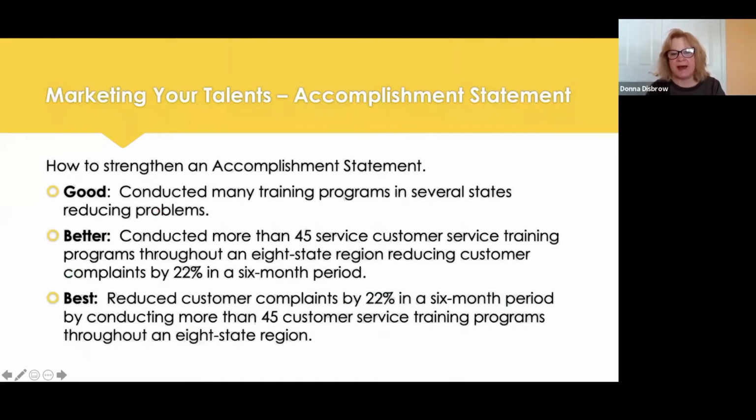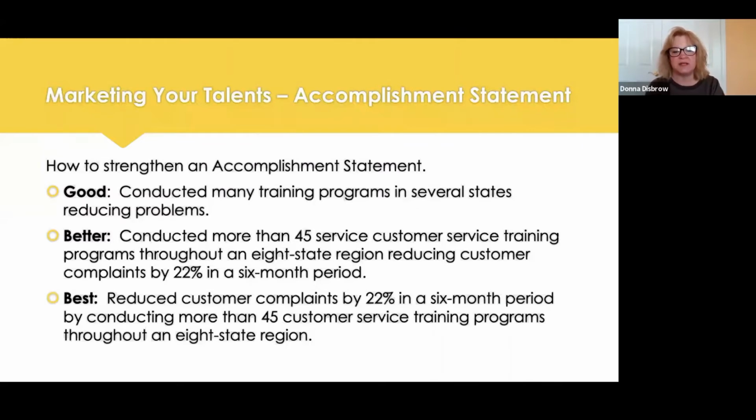So let me talk a little bit about how to strengthen an accomplishment statement. So here, when I said 85% probably don't have them, here's what they have. Conducted many training programs in several states reducing problems. Okay, that's good. But let's make it a little better. And making it better is quantifying what you did. So better would be conducted more than 45 customer service training programs throughout an 8-state region, reducing customer complaints by 22% in a 6-month period. It's much better.